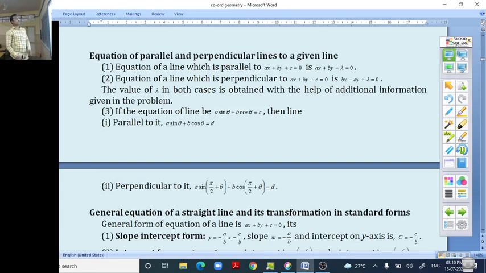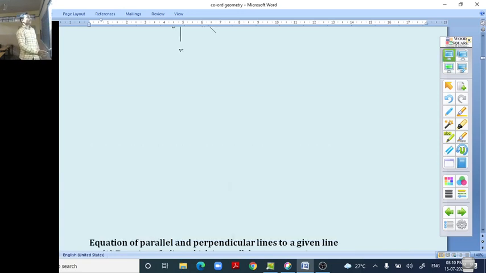The equation of parallel and perpendicular lines to a given line. We already heard about this one, so let me tell you briefly about it with some pictures.